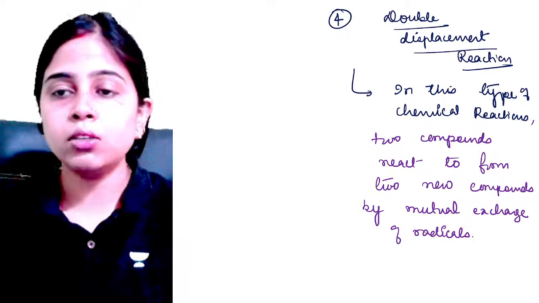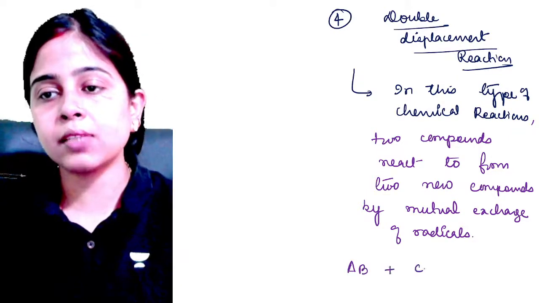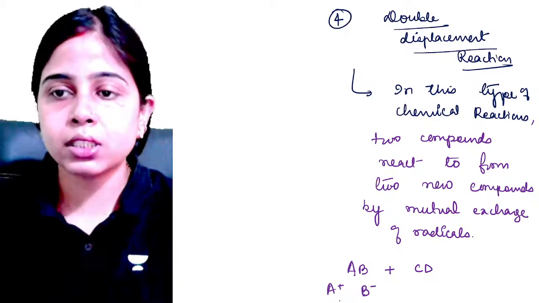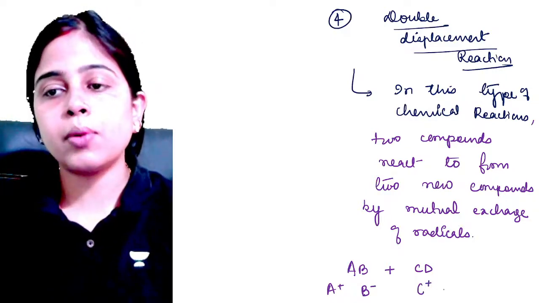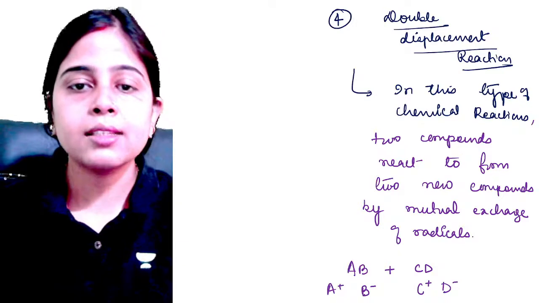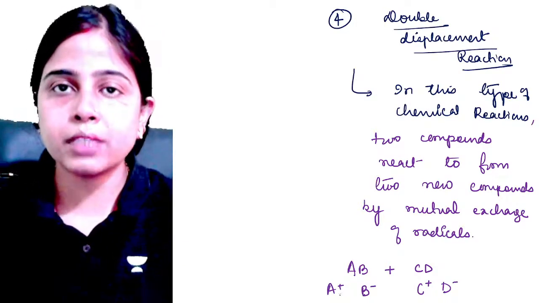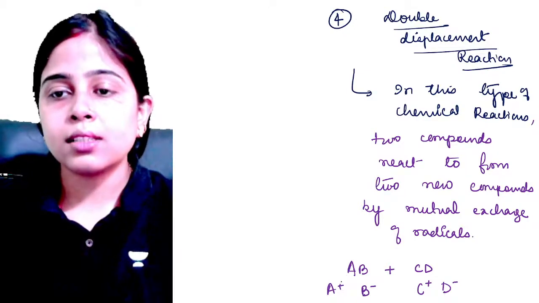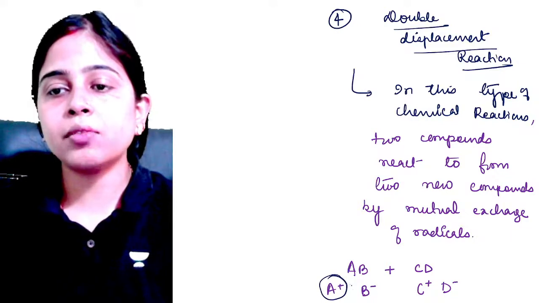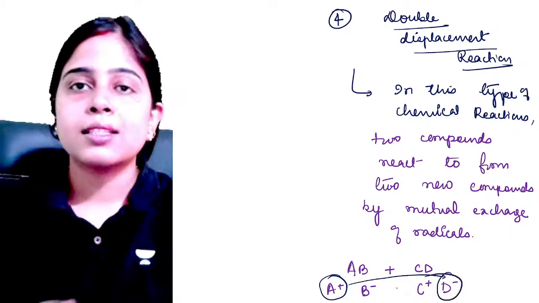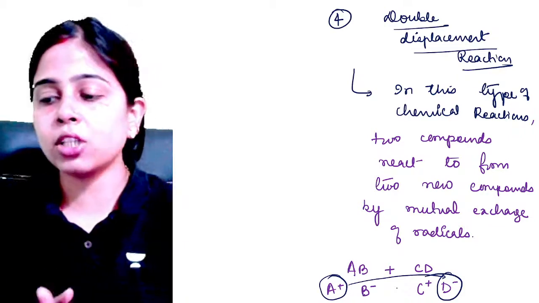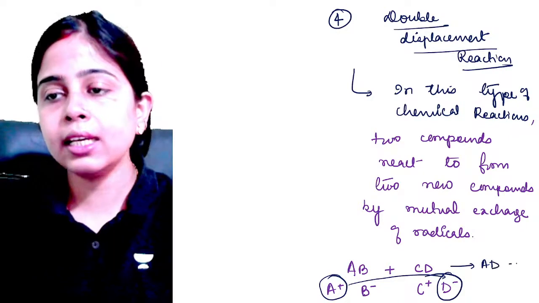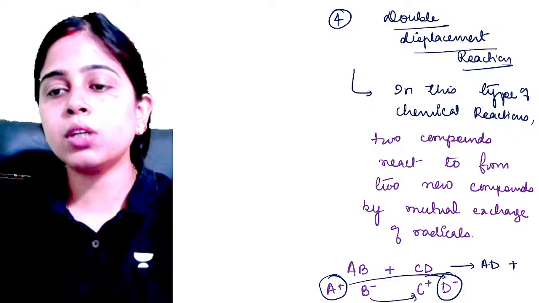So let me show you how. For example, AB is reacting with CD. In this case, A is a radical and B is a radical. A is a positive one, B is a negative one. C is also a positive one, D is a negative one. All of you know that these positive radicals are basic radicals and negative radicals are acidic radicals. So this A radical will combine with the D radical of the CD compound. That means there is a mutual exchange of radicals taking place. So A will go with D to form a new compound called AD, and B will go with C to form a new compound called BC.